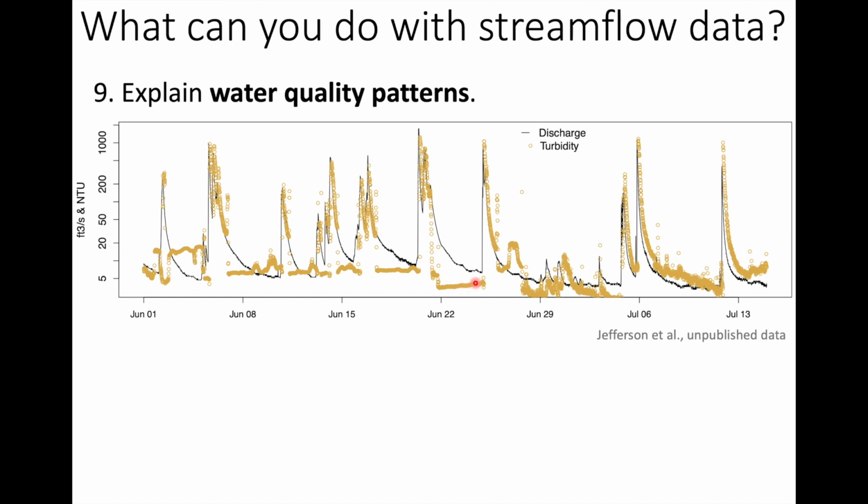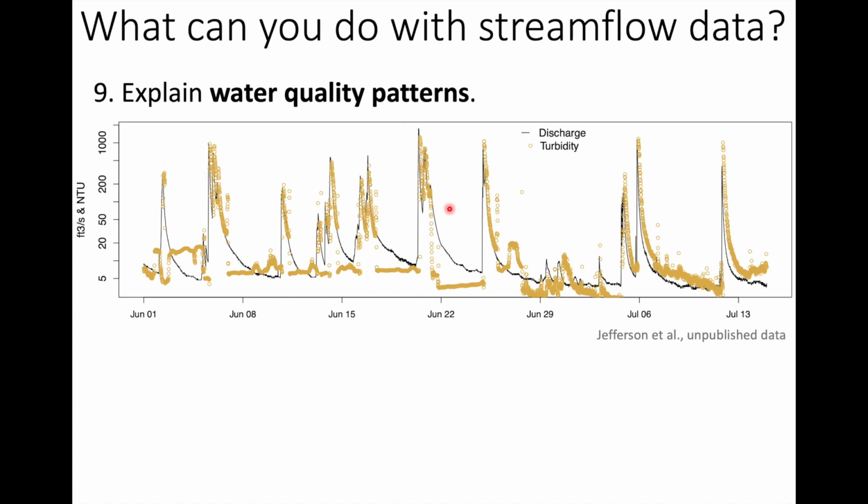The yellow dots are turbidity in a stream for about a 6-week period. And what we see is that these spikes in turbidity all align with the spikes in streamflow. Over here on this axis, curiously enough, our units work the same. The black line is discharge in cubic feet per second, and the yellow dots are turbidity in NTUs, which is the turbidity units. And we see them going up and down at the same time.